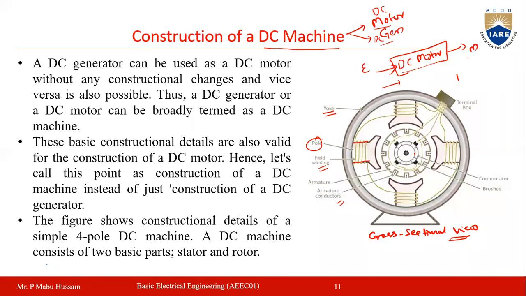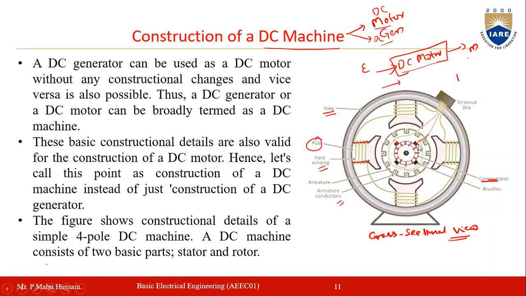Then you have the commutator, which is represented with commutator segments. Those are represented like this. On the commutator you have the brushes. These black ones are the brushes. From the brushes only you collect the current outside the armature. So you can connect the external load only through the brushes.